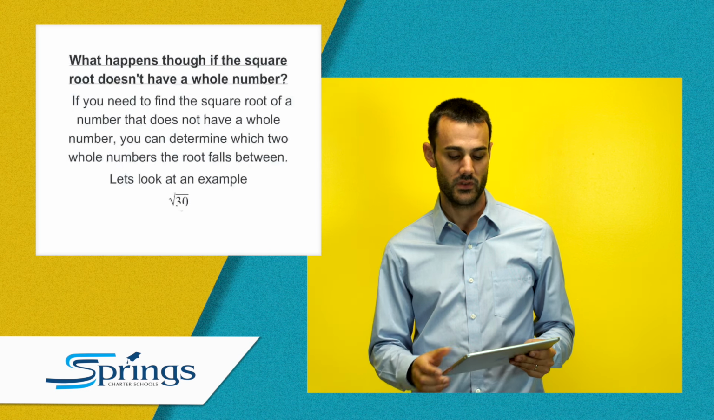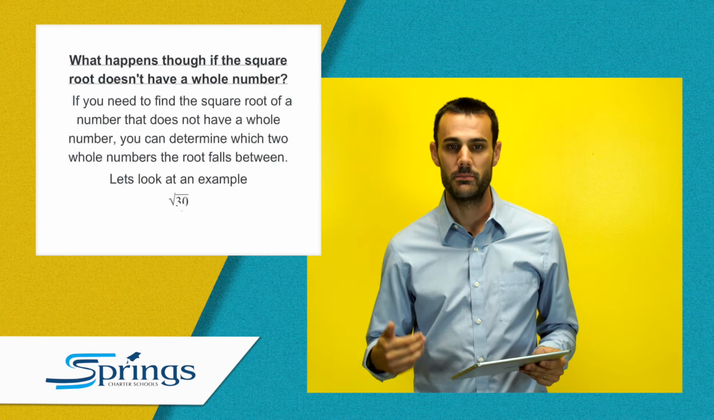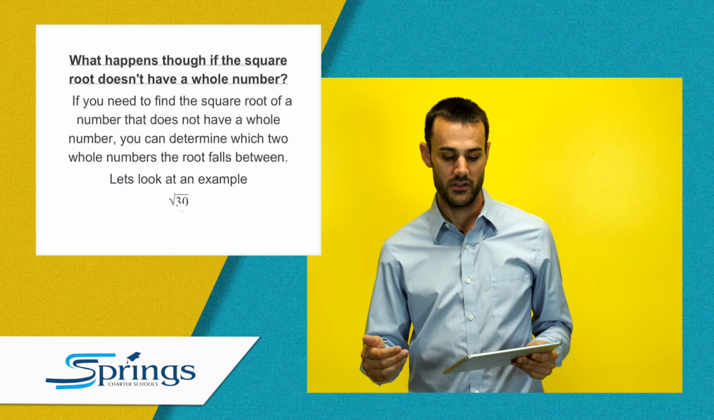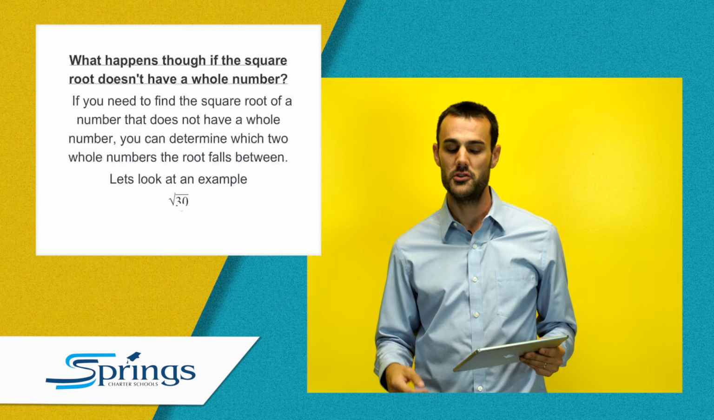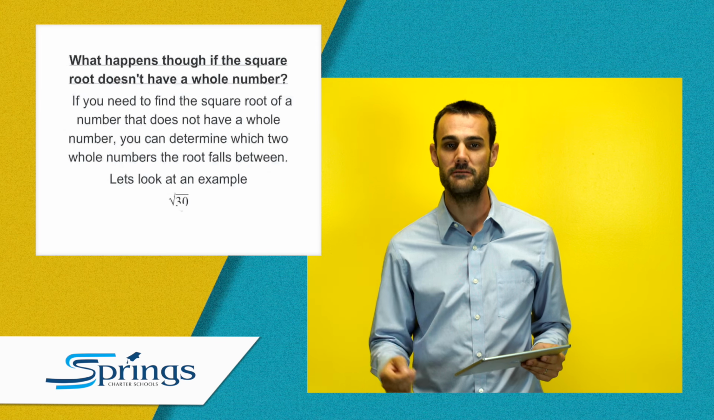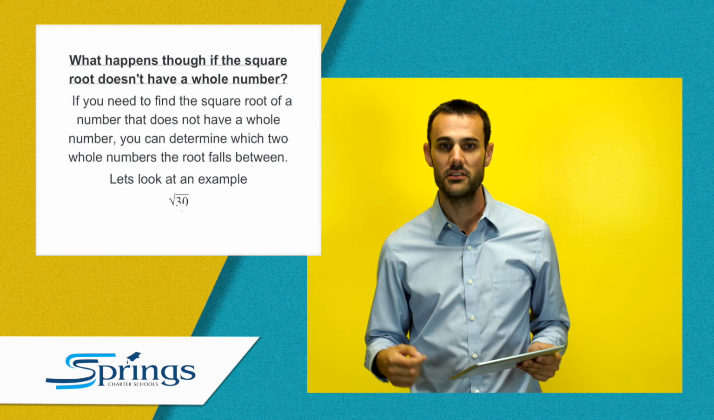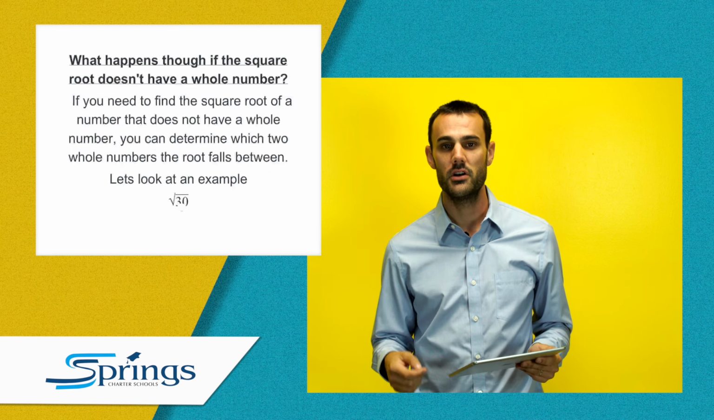So what happens when you don't have a perfect number in your square root? Well, if you need to find a square root of a number that does not have a perfect whole number, you can determine which two perfect squares it falls between and go from there. So let's take a look at the example of the square root of 30.